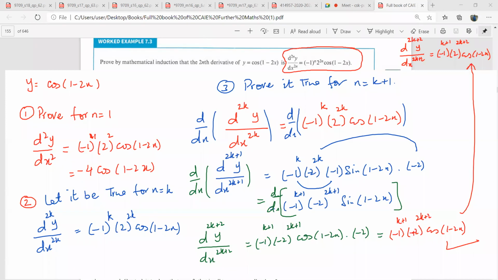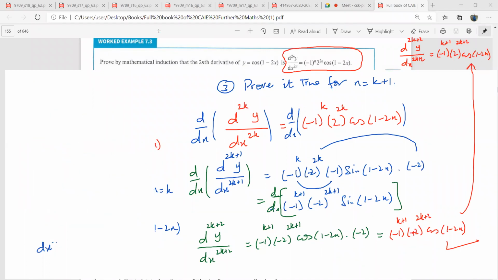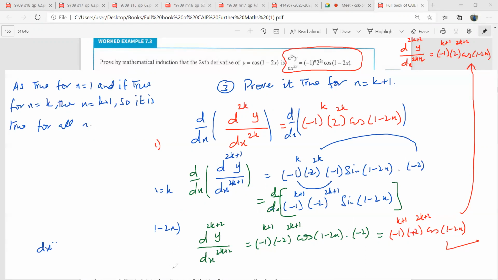So we would be writing that conclusion here. As true for n equal to 1, and if true for n equal to k, then true for n equal to k plus 1. So it is true for all n. So this ends here.